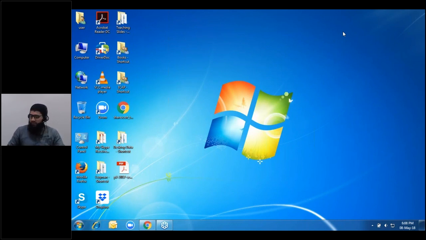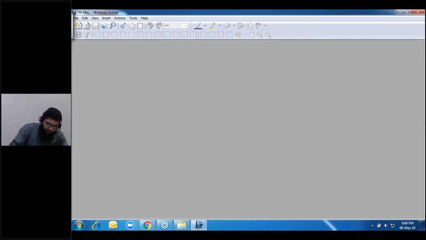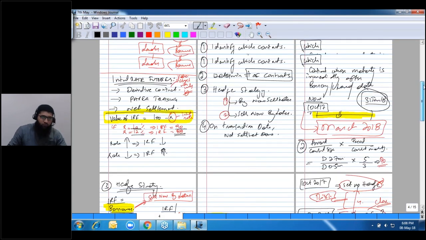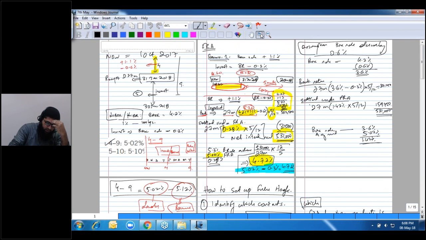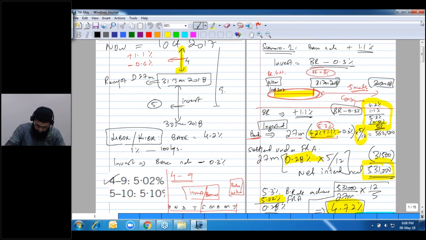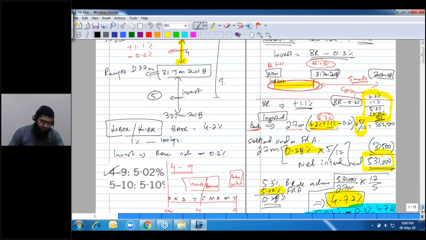So this is our second day of the P4 question-based revision session for the June 2018 exam session. What I'm going to do is recall what we did in yesterday's session. Yesterday we started off with the latest exam paper, the December 2017 exam paper, and we discussed question number 4 of the December 2017 exam session.